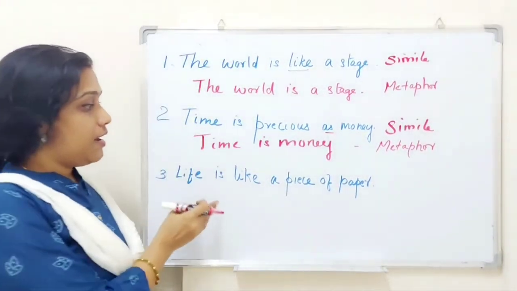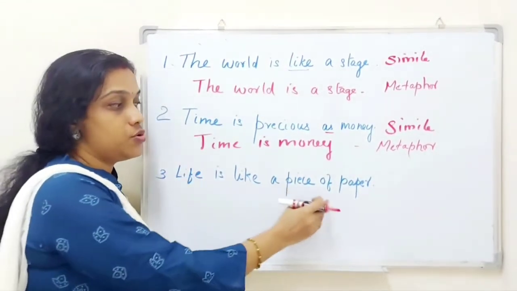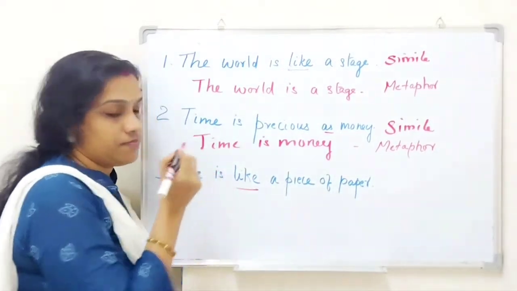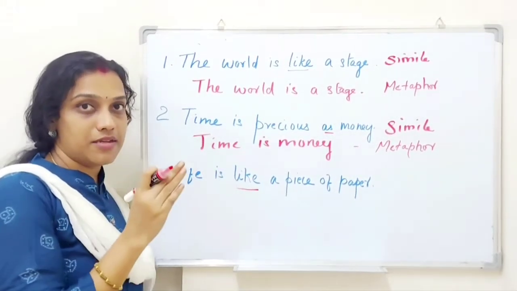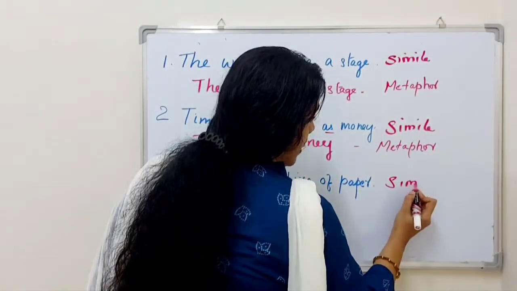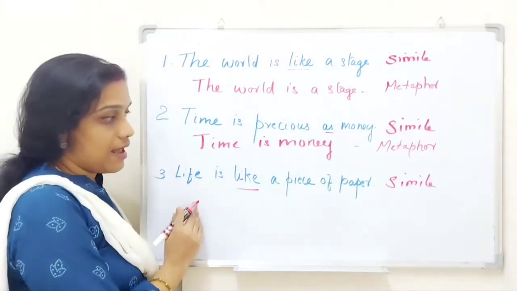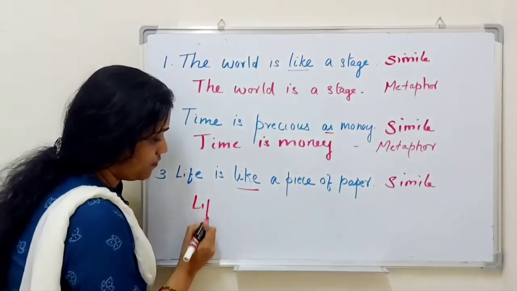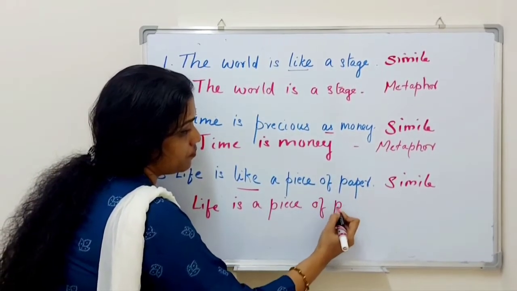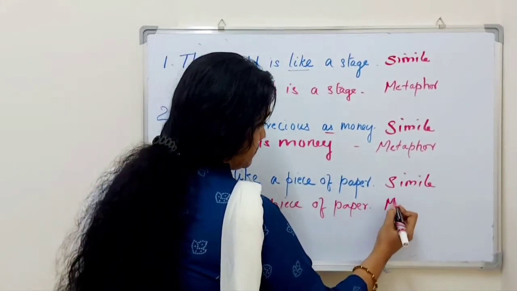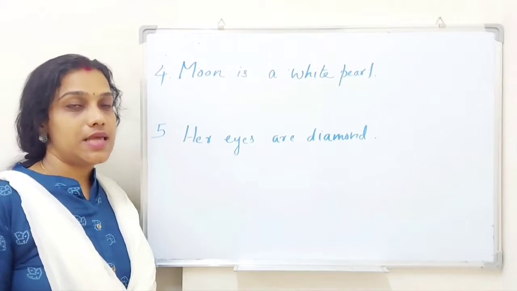Now the last one. Life is like a piece of paper. Here also in this sentence we are comparing life to a piece of paper using a connecting word like, right? So as we are using the connecting word like, this sentence has the poetic device simile. And when we have to write in a metaphor form, how will it be written? Life is a piece of paper. That is metaphor. Got it?